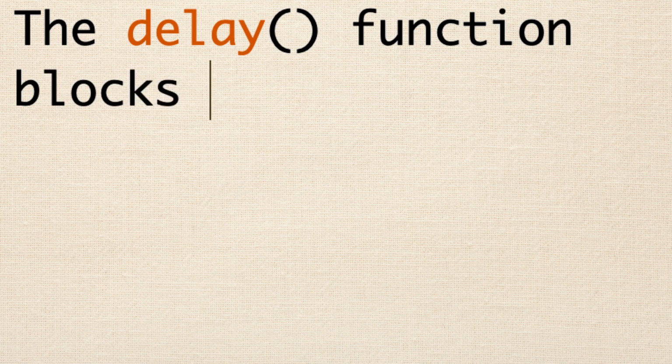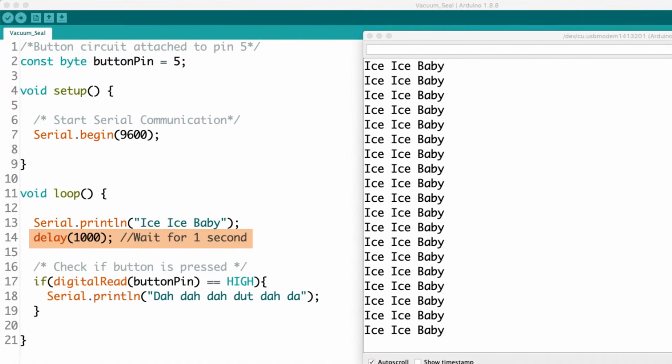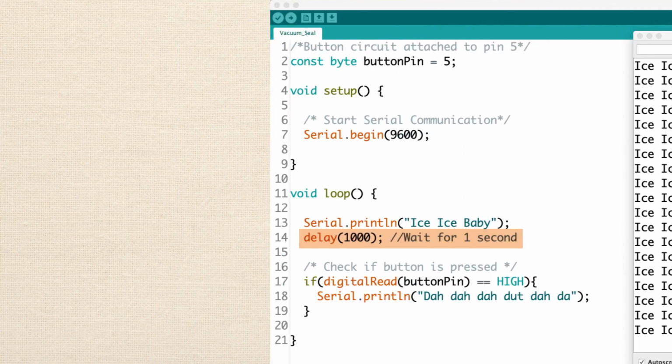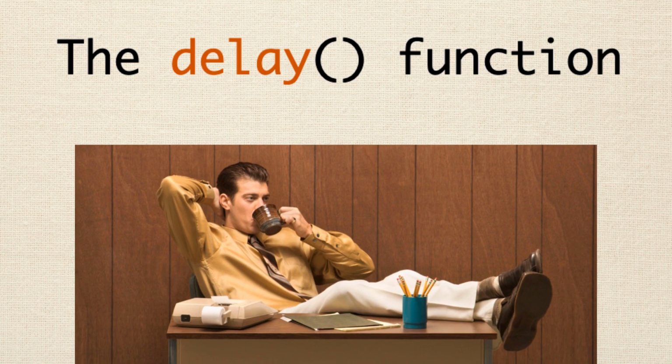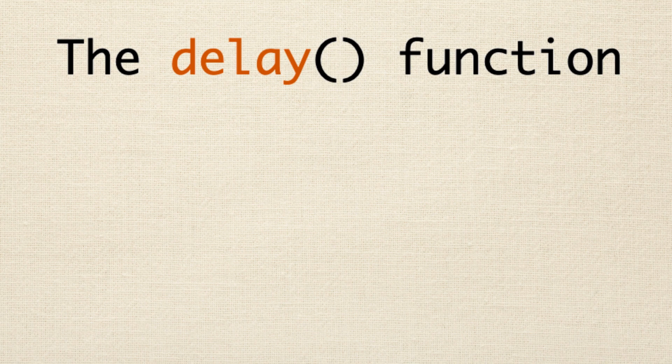So we also know that the delay function blocks code. Kind of goes hand in hand with what we just said. So when the delay function is running, it is going to block other code from running while it's going. So we could be like, man, this delay function is a total slacker and it's never going to amount to anything in our projects. But you know, for a lot of simple programs that we write, the delay function works fantastic.